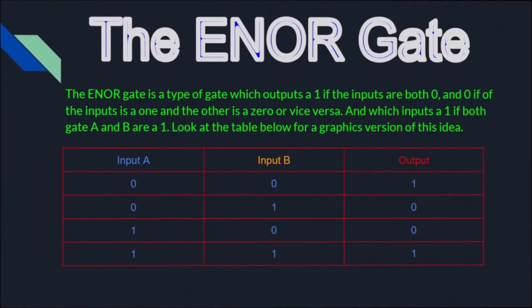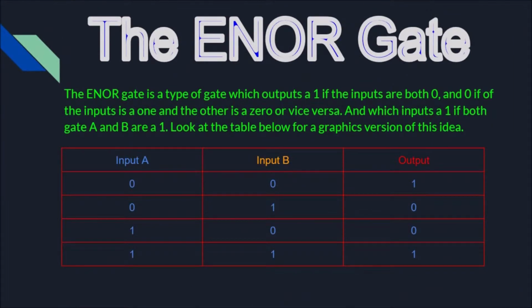And the next type of gate which we're going to explain here, and this is the final type of gate we're explaining for the purposes of this video, is the ENOR gate. It's a type of gate which gives you a 1 if both of the inputs are 0, a 0 if one of the inputs is a 1 and the other is a 0, or vice versa, and which outputs a 1 if both B and A are 1.